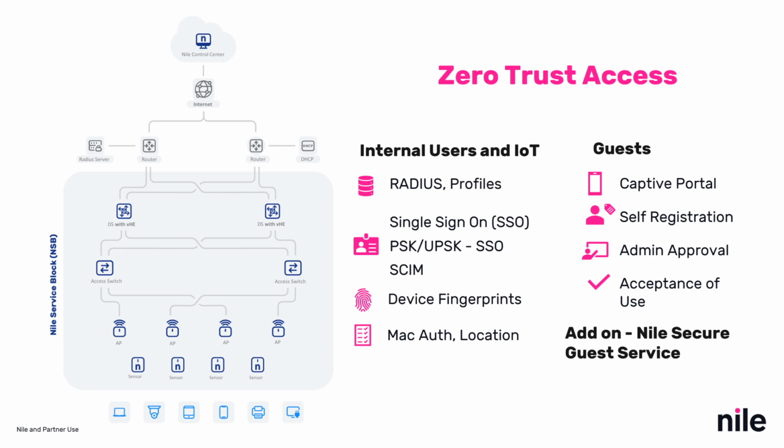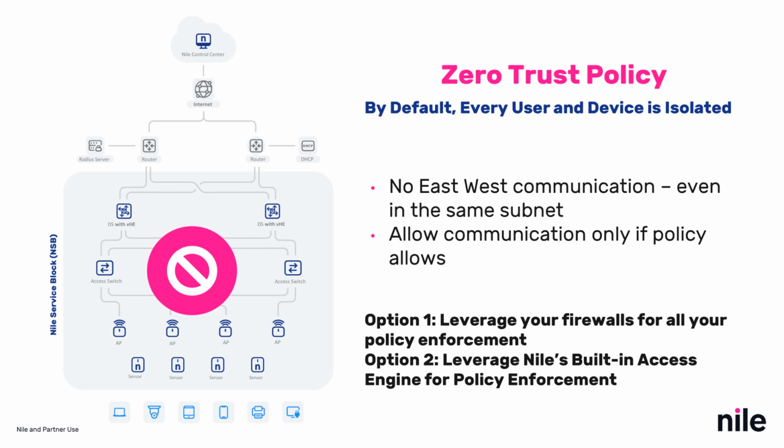Whether it's employees, IoT, or guests, Nile enforces zero trust access that is secure by default, dynamically managed, and context-aware at every step. Once a user or device is authenticated, what can they access? With Nile, the answer is nothing unless explicitly allowed. By default, every user and device is isolated from every other. There is no east-west communication, not even within the subnet or group. Communication is only permitted when a zero-trust policy explicitly allows it.